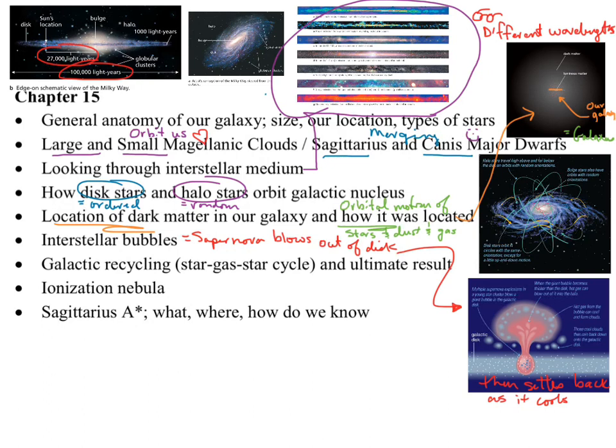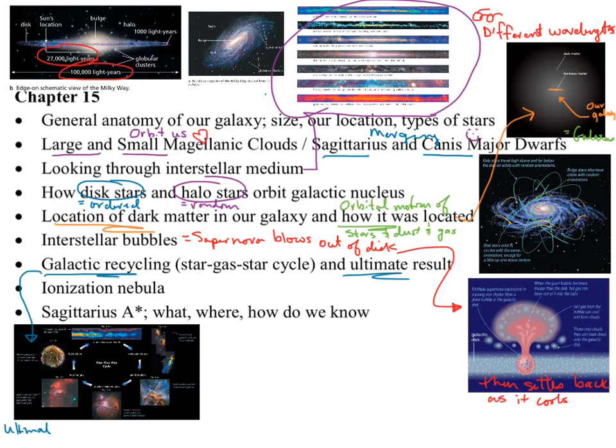Okay. Galactic recycling, that's the we're all made of stardust sort of thing. Here's a figure from that chapter on galactic recycling. Remember, galactic recycling and star cycle are the same thing. The ultimate result, I wrote in blue under there, is that we end up with less gas and more heavy elements.